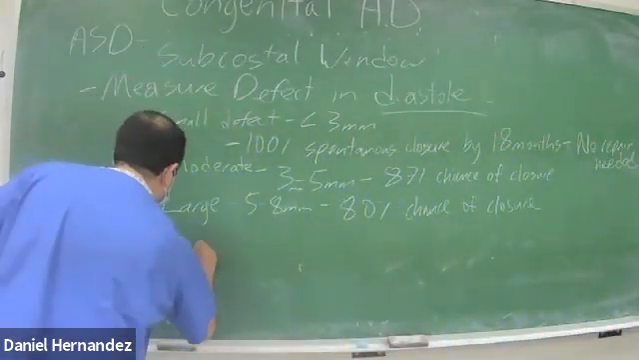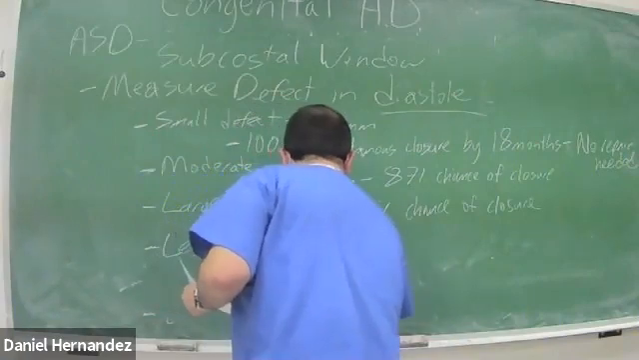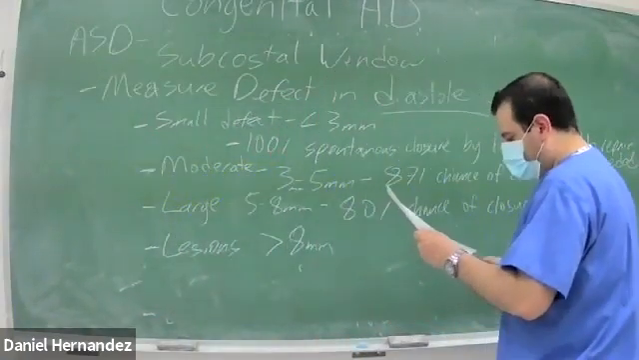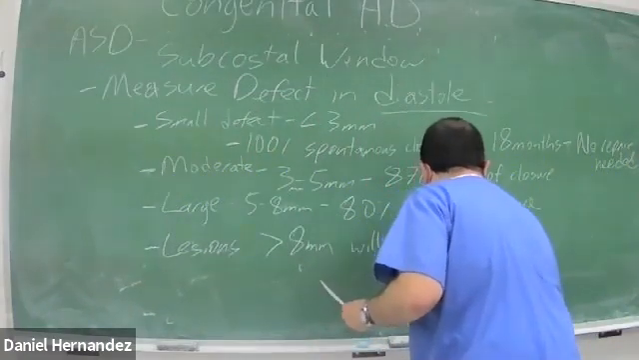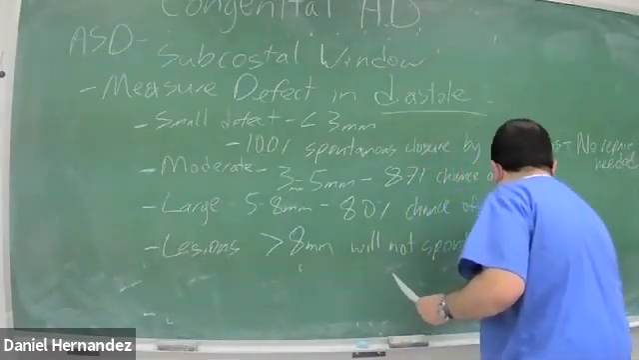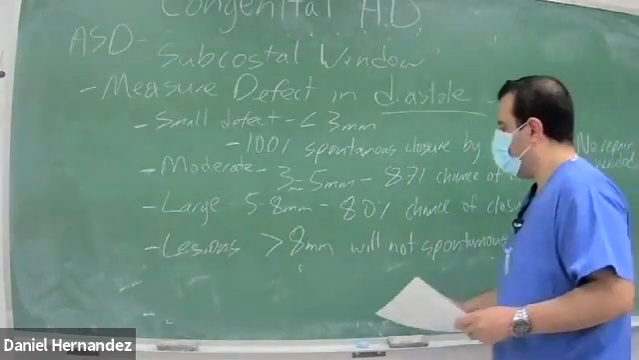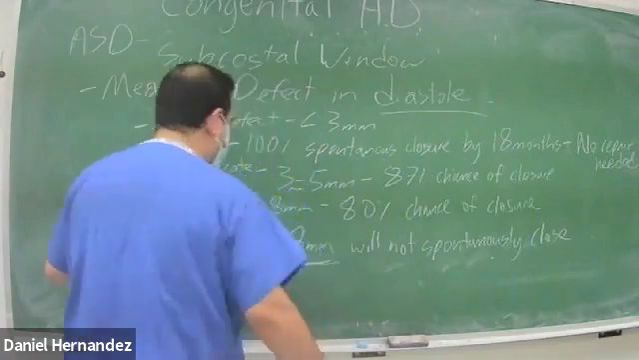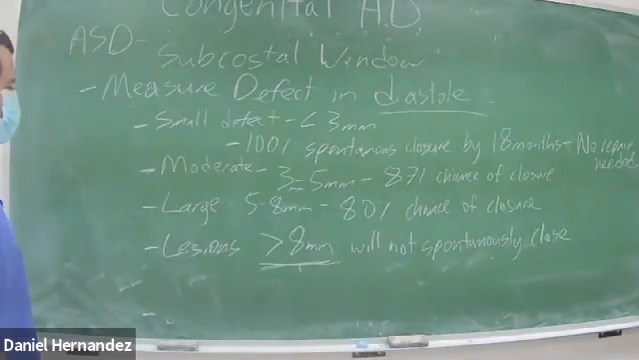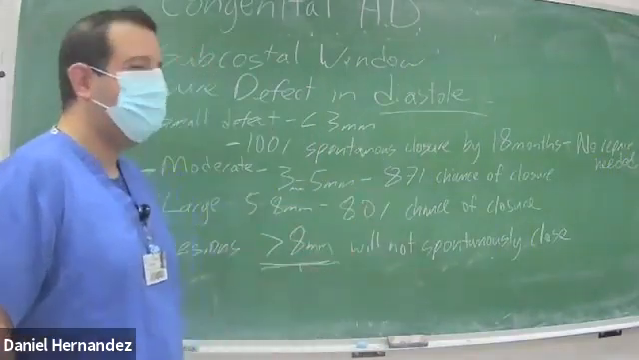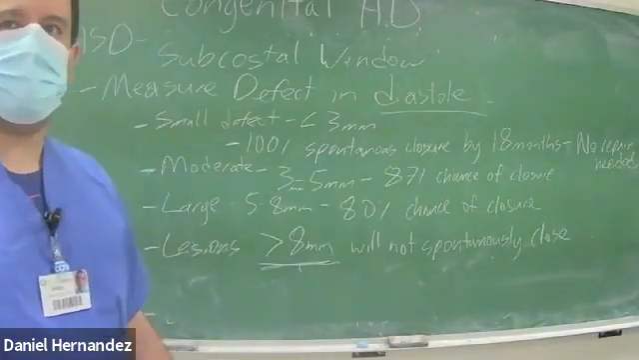And then lesions greater than 8 millimeters will not spontaneously close. So that 8 millimeters for your lesion size is your magic number, your magic cutoff point. So under 8 millimeters, you have a pretty good chance of that lesion closing up spontaneously on its own. But once you get over 8 millimeters, that's when surgical intervention is required.